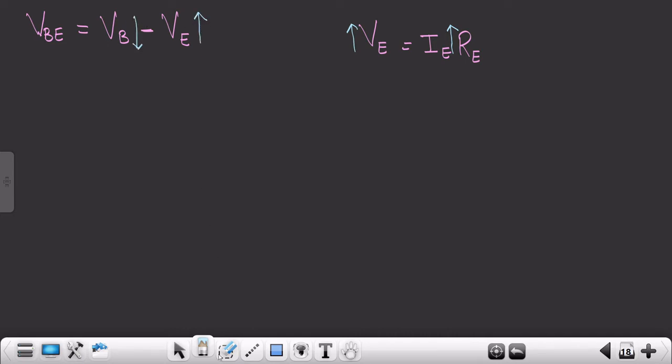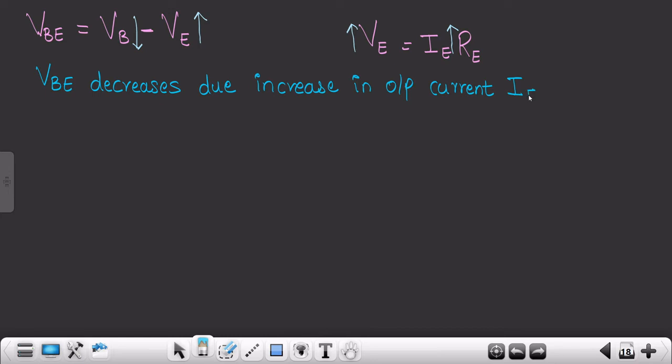That means your input voltage decreases, or overall voltage VBE decreases due to increase in output current IE. This is the most important conclusion. IE or IC, it's up to you, you can write any of them, since IE is almost equivalent to IC, right? So this is the most important conclusion.